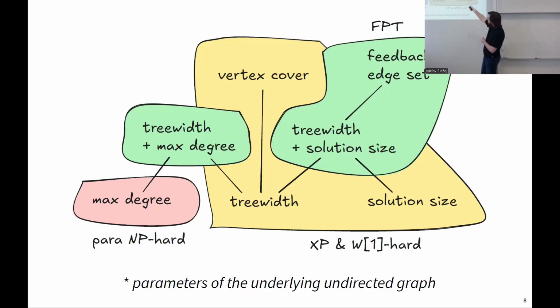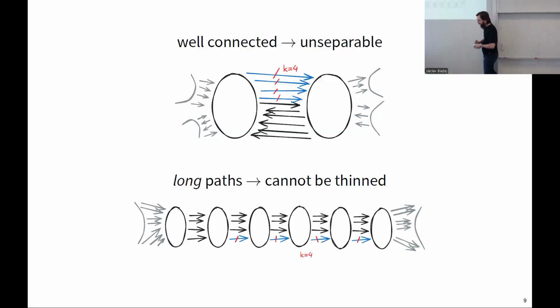It is W1 hard for vertex cover and solution size. And we'll see FPT for treewidth plus solution size and treewidth plus maximum degree. Those are very similar, and I will touch on them at the end. Okay, so let's build some gadgets.